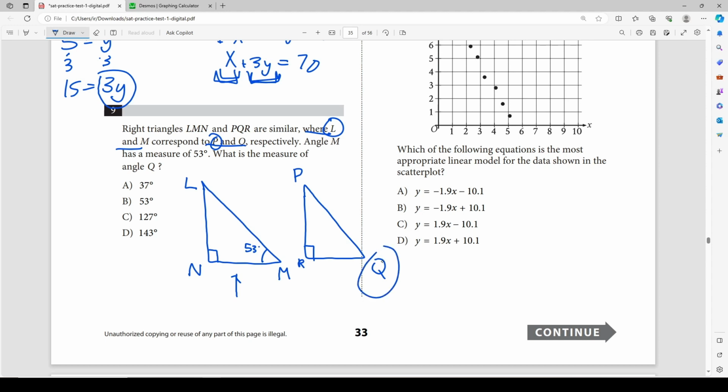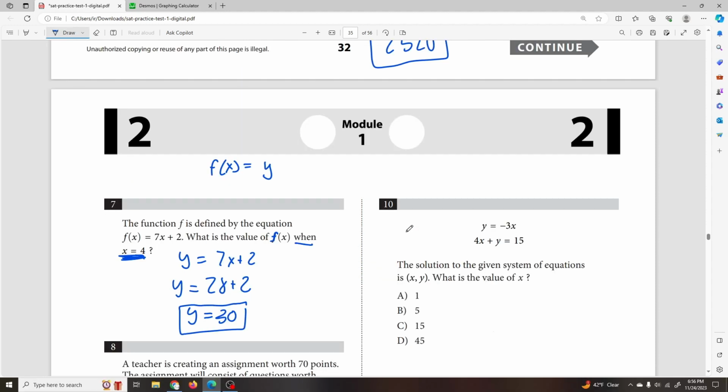Well, the thing with similar triangles is that the angle values are always going to be the same. So angle L and angle P are always going to be the same because they're similar. The same way that angle M and angle Q are going to be the same value. So the answer is going to be B. All right, moving on to number 10.